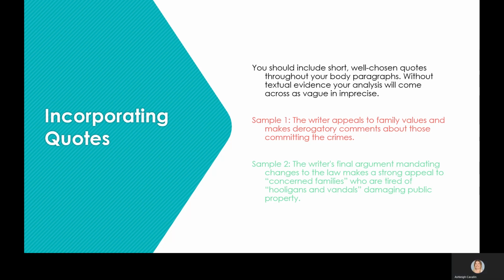Let's look at sample 1. The writer appeals to family values and makes derogatory comments about those committing the crimes. Okay, well, that's a valid thing to say. However, you will need to include short snippets from the article to validate your claim. Instead, you could say something like, the writer's final argument mandating changes to the law makes a strong appeal to concerned families who are tired of hooligans and vandals. Embedding those quotes really exemplifies that you understand that the language is powerful in constructing the argument.